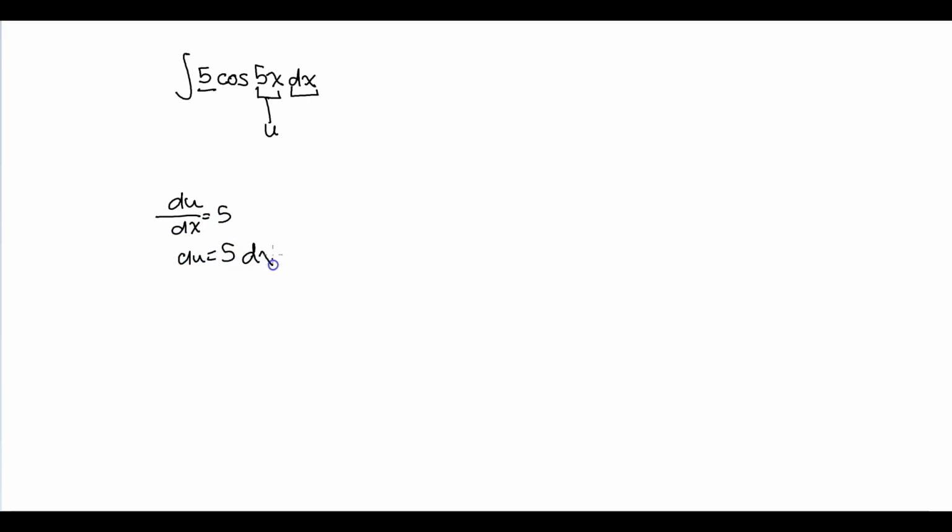Which is why, if you spot a u quickly, you don't have to do a lot. As you get better, you get to spot the u quickly. You get to spot these patterns. And now we get the integral of cosine of u du. Okay? And we get sine of u. Okay, we're integrating with respect to u until we substitute back in. And we get sine of 5x plus c.